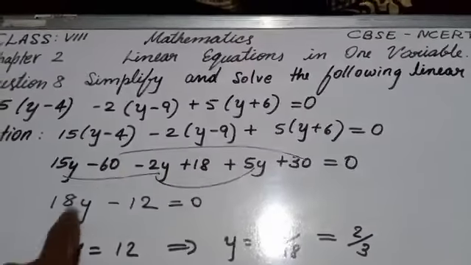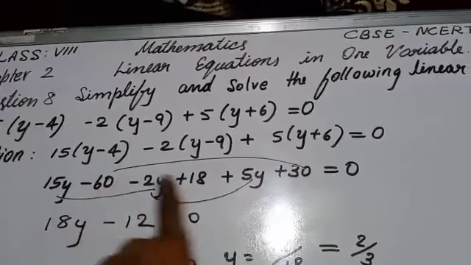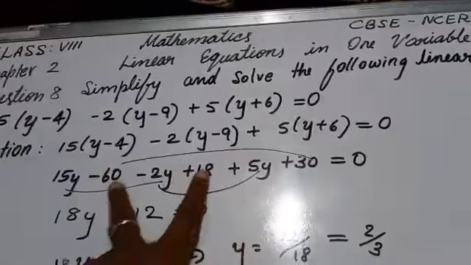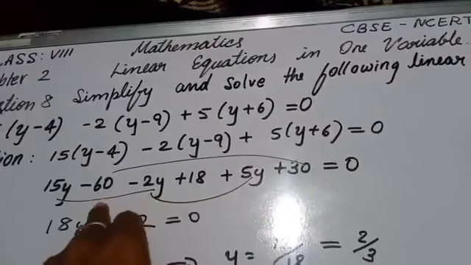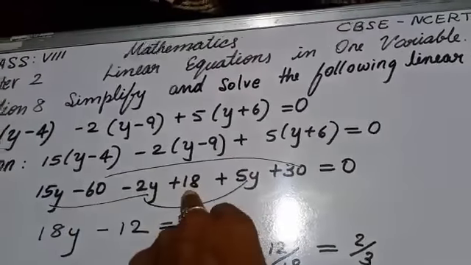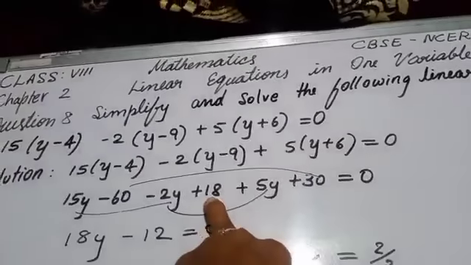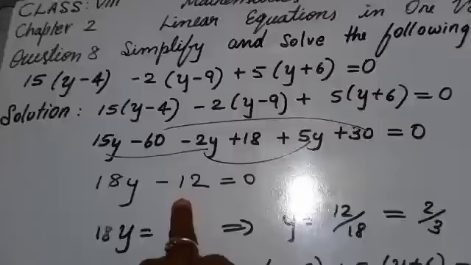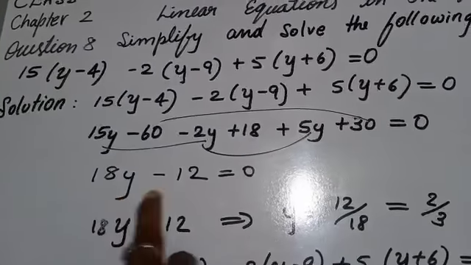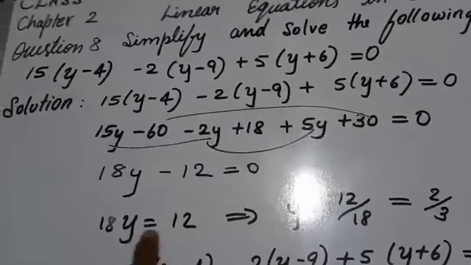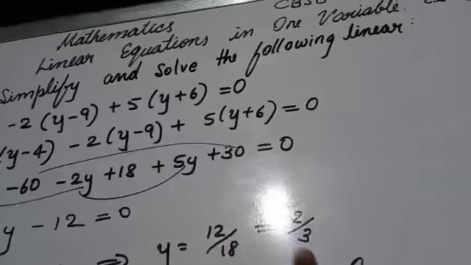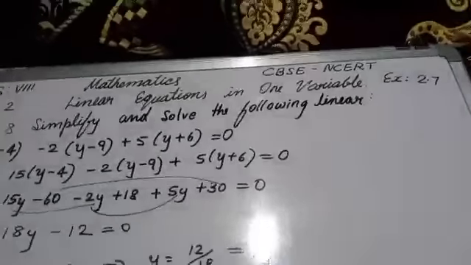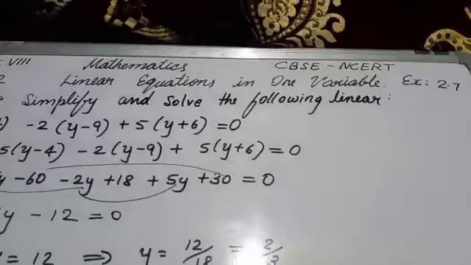Once you get the 18y, what can we do? After that, minus 60 plus 30. They have opposite signs, so we will be getting minus 30. Again here 18 is there. So like terms: minus 30 plus 18, you will be getting minus 12. So 18y minus 12. If I shift, 18y is equal to 12. y is equal to 12 by 18. So the value is y is equal to 2 by 3.